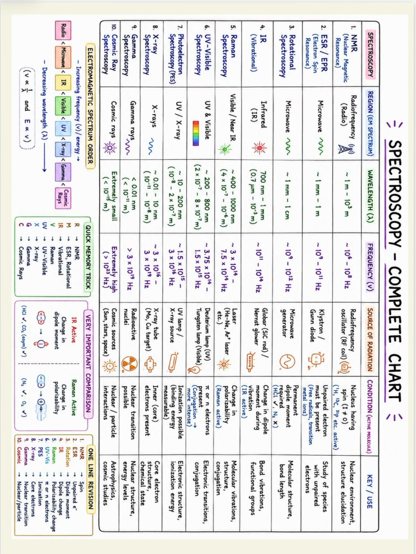First of all we need to understand the regions of the electromagnetic spectrum. We know that each and every molecule has its own quantized energy levels, so for those particular energy levels we need different kinds of energy sources, working efficiently in different regions. The region for NMR is the radio frequency region, with a wavelength of 1 meter to 10 to the power 3 meters, and a frequency of 10 to the power 6 to 10 to the power 8 hertz.